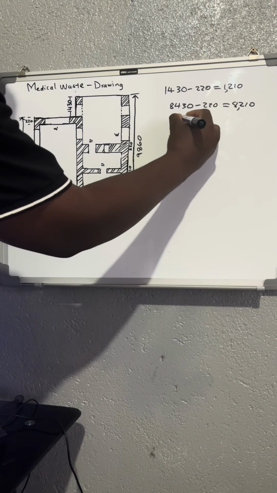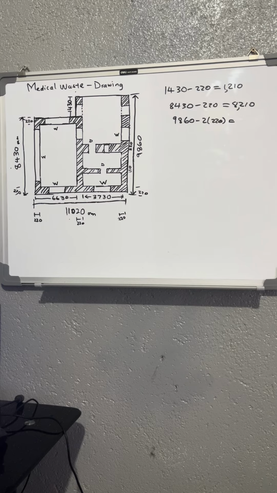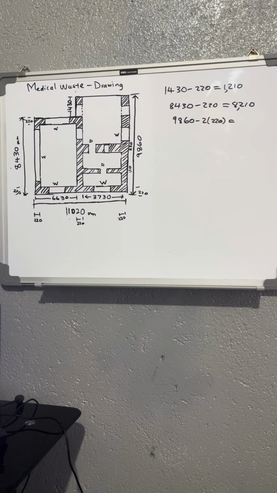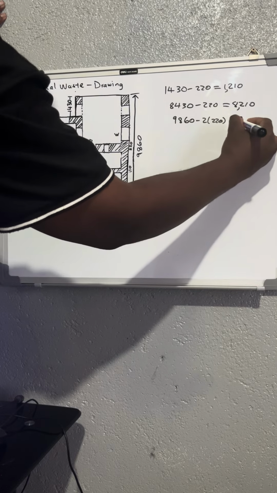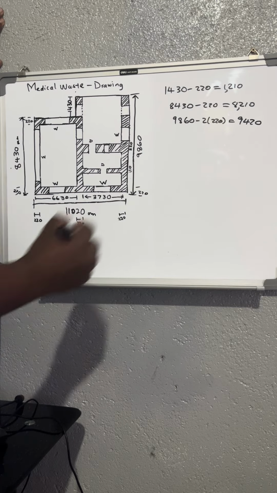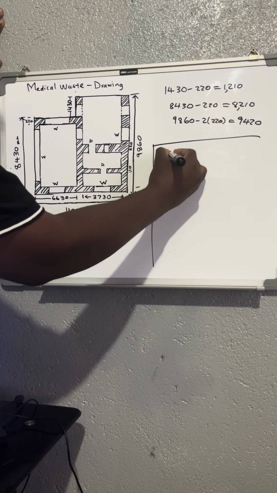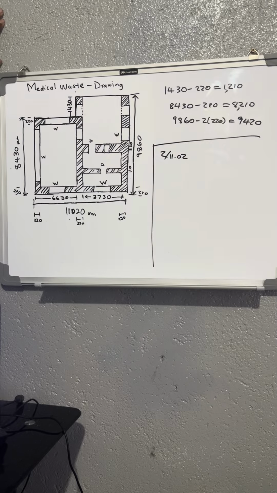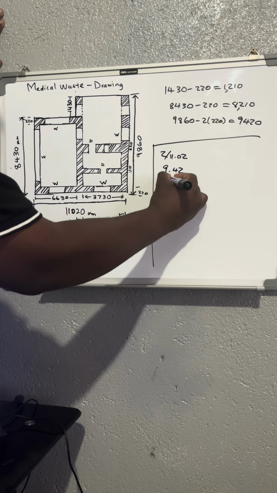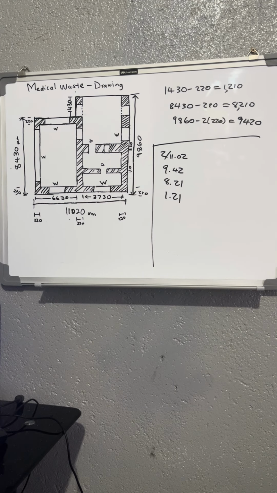We have our 9860 minus 2 into 220, because we have the two 220s on this side. Then what do we have? We have 9420. Then we're done with the deductions on either side. So now we go to our final calculation. What do we have? We have 2 by 11.02. Remember the length, we just take it as it is. Then we have that 9.42. Then we have 8.21. Then we have 1.21.